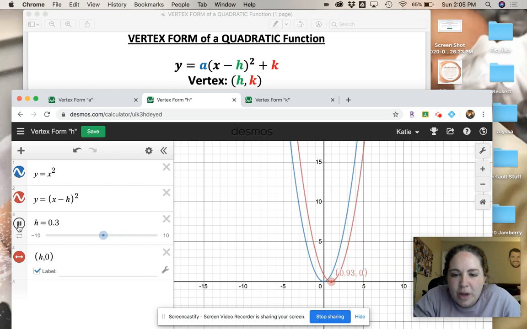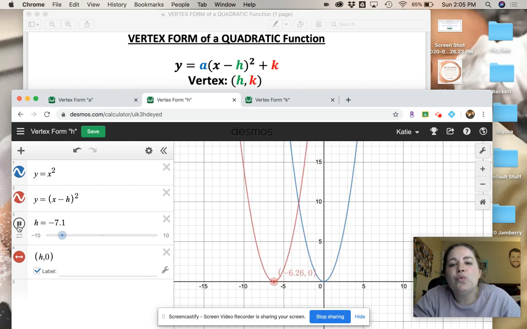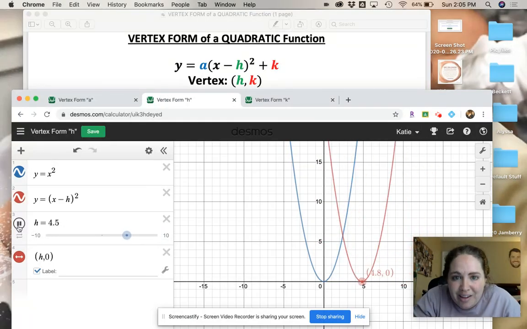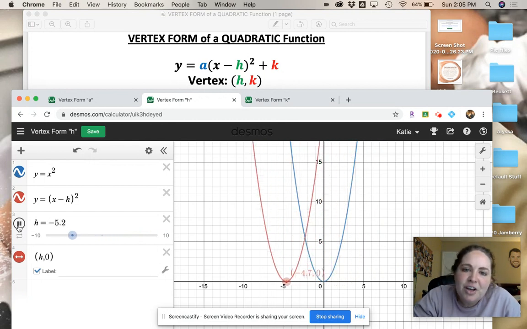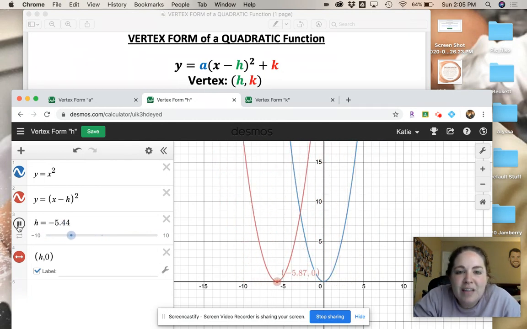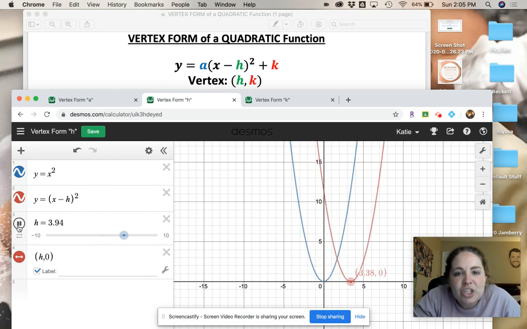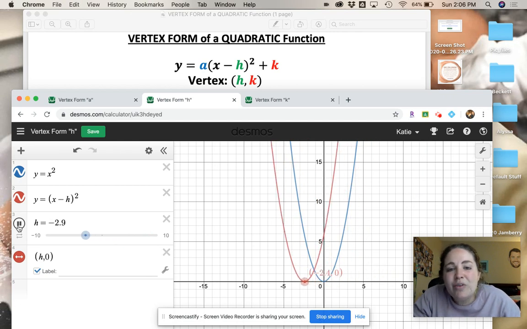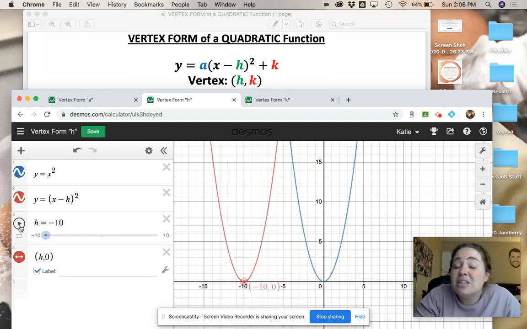Okay, I'm going to let this run through a couple of times. So notice once h hits 0, we're back to the origin, we're back to our parent function. And as that h value is positive, we're shifting to the right side of the graph. And so is the vertex. We're moving the vertex. When h gets negative, we're moving to the left of the graph, right? We're moving to the left side of 0, 0, and h is negative. So if we have a positive h value, we're shifting to the right. If we've got a negative h value, we're shifting to the left.